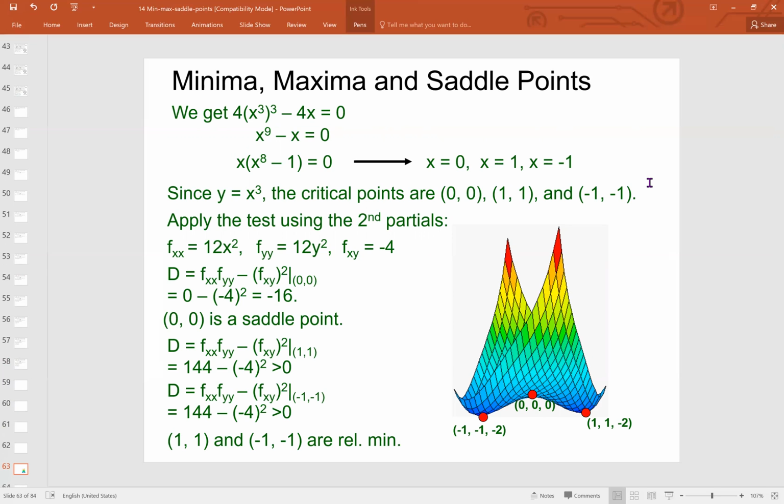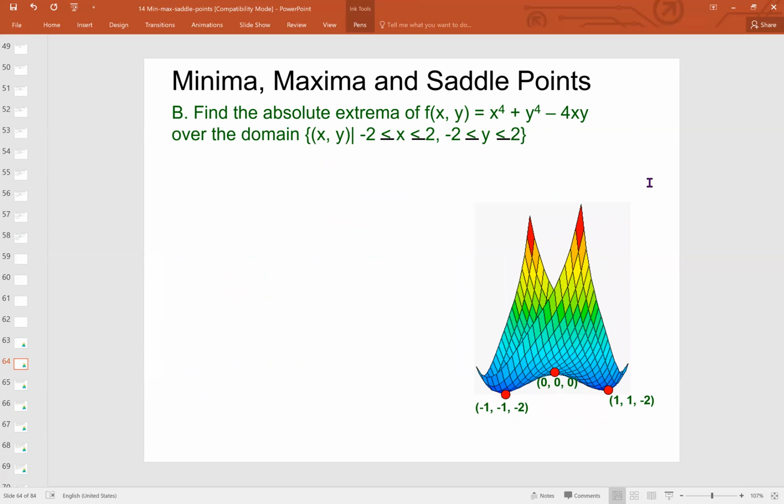So now the minimums here are actually absolute minimums. You can just imagine the surface keeps going up to the sides, and the two relative minimums are actually absolute, the lowest points on the surface, with 0, 0, 0 in the center as a path between the 2 minimum points.